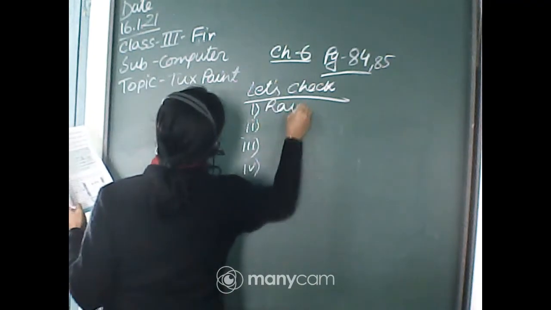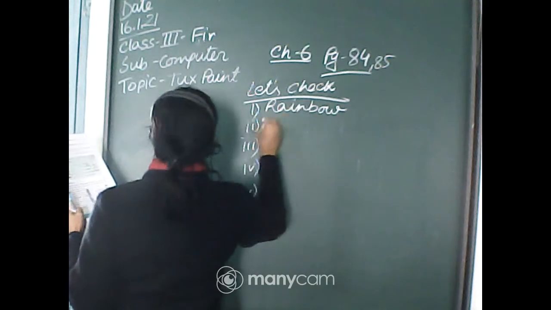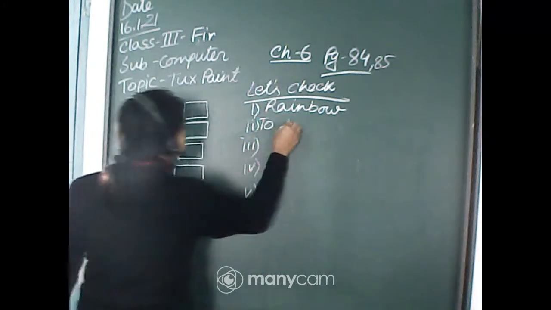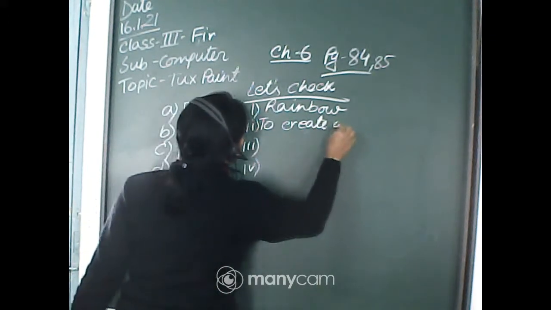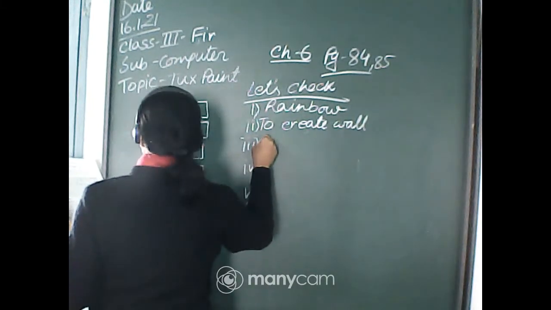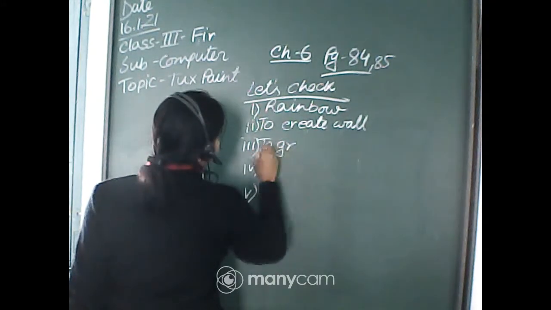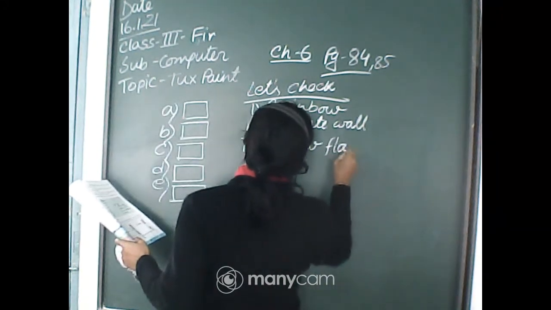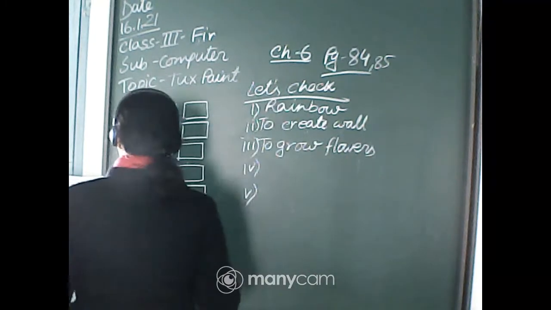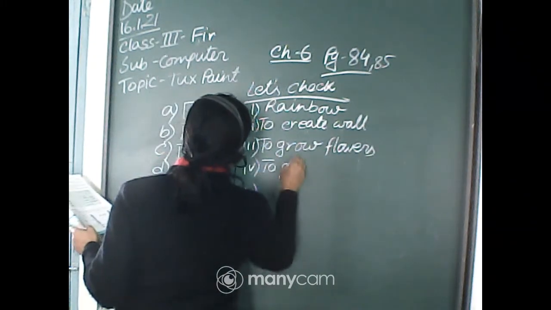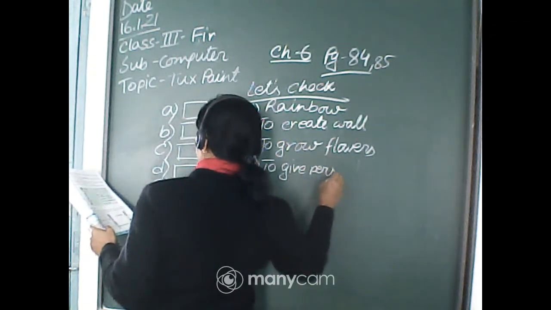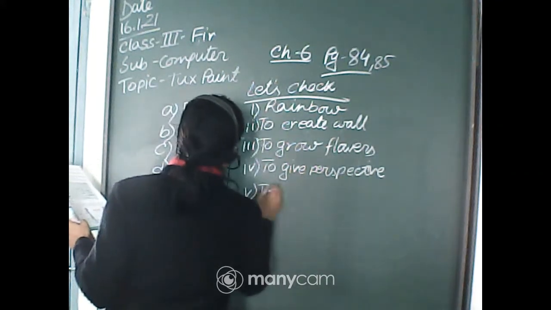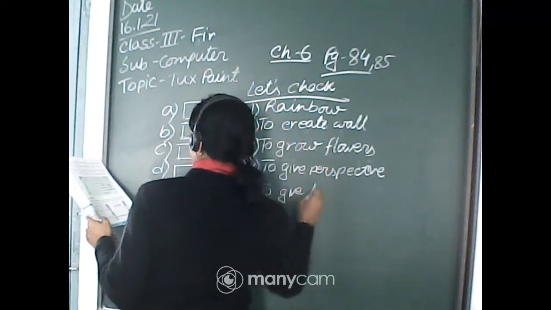First, rainbow. Next, to create wall. Number 3, to grow flowers. I will not write the full sentence, it is already written in our book. To grow flowers, to give perspective, to give blinds.